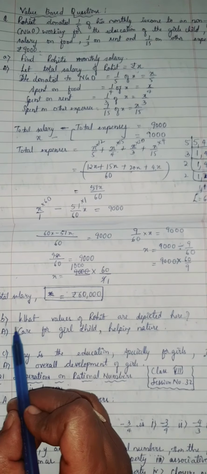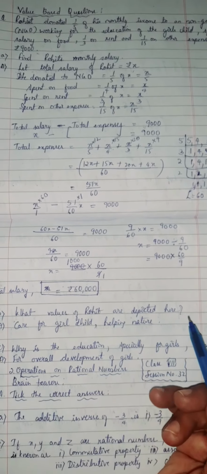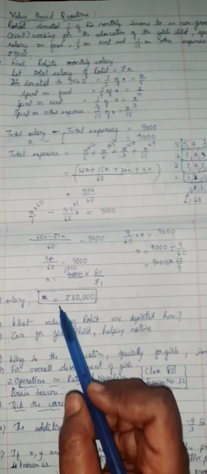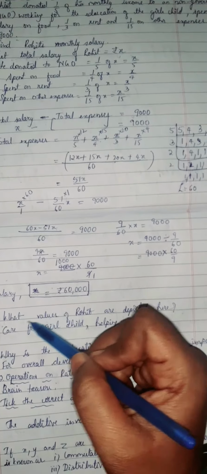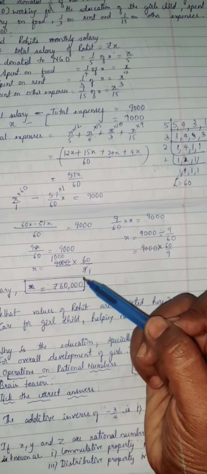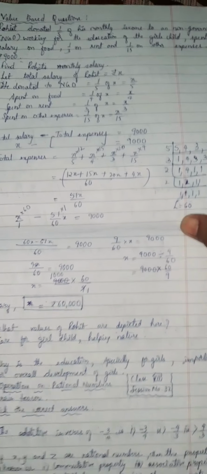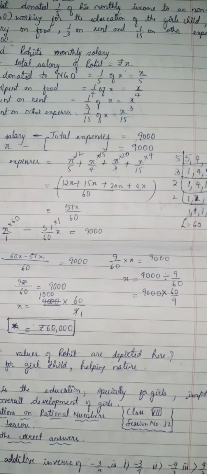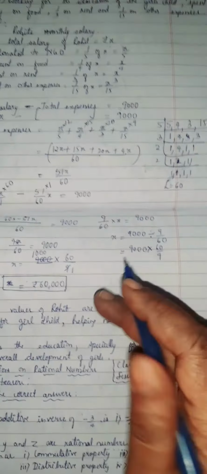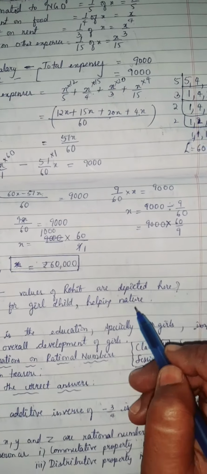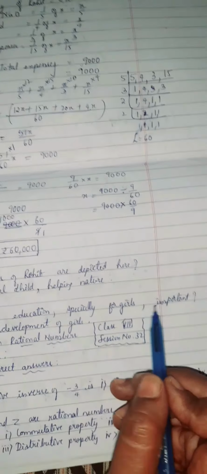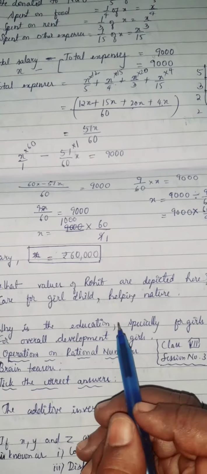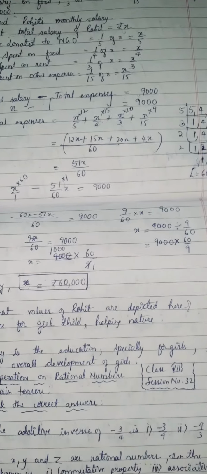In question number B, what values of Rohit are depicted here? So he has taken care of the girl child, and he is also helping them by donating some money to the NGO. So the helping nature I have written here, you can write on your own. Next is, why is education especially for girls important for the overall development of girls?